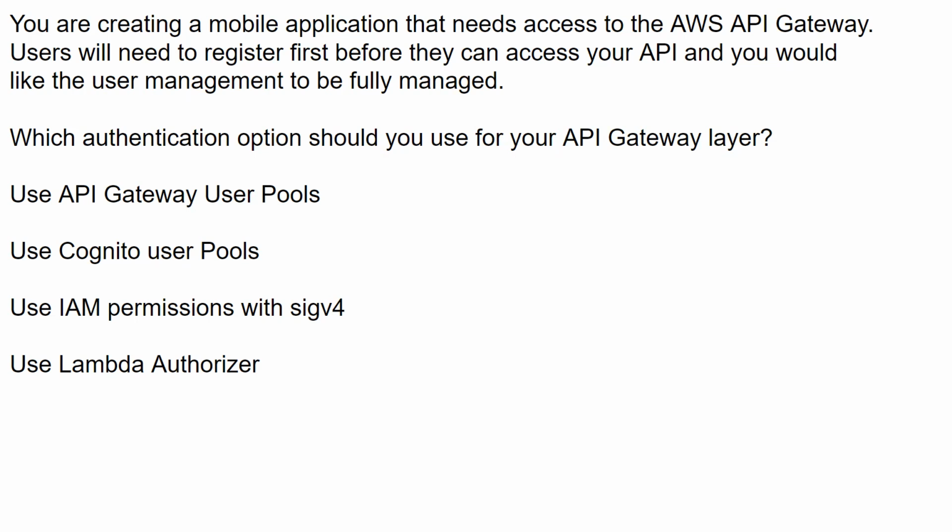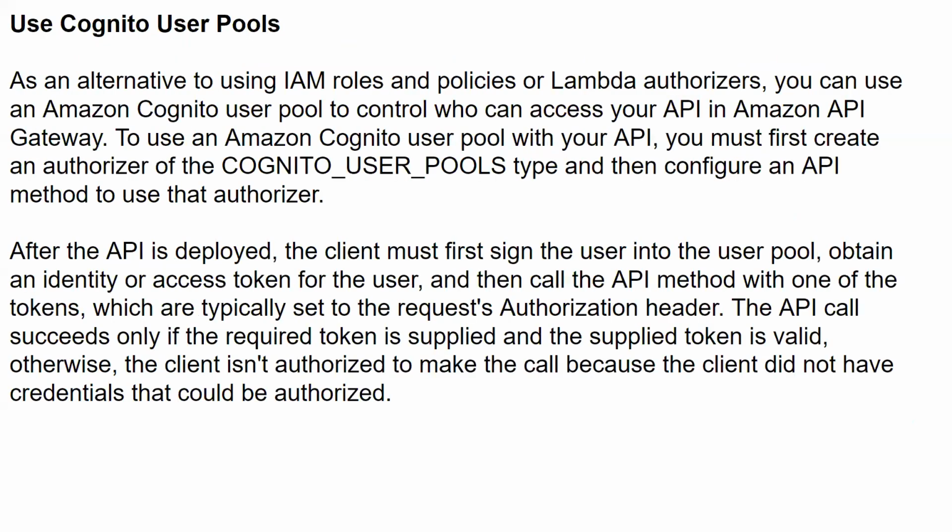API Gateway user pools, Cognito user pools, IAM permissions with SigV4, Lambda authorizer. Cognito user pools. Control access to your Amazon API Gateway.